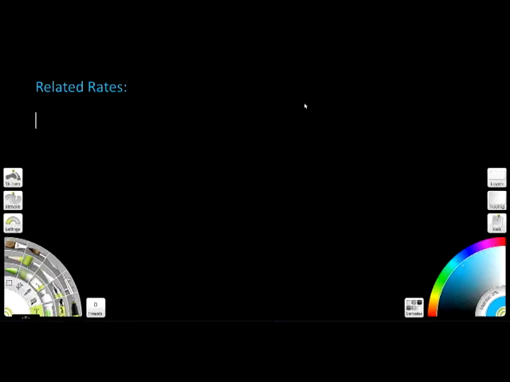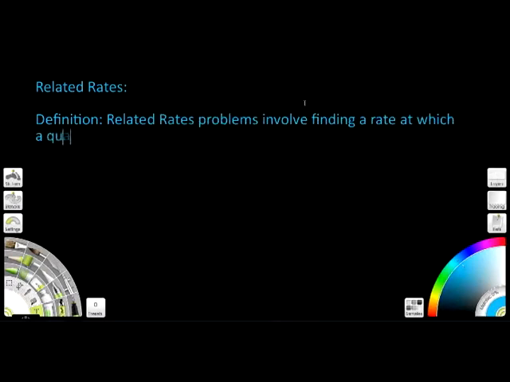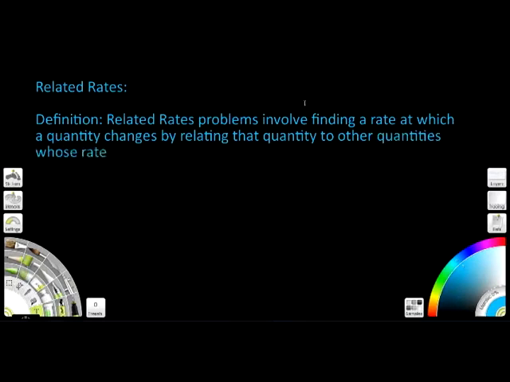I'm Angela Dodd, and this is Related Rates. The definition of related rates: related rates problems involve finding a rate at which a quantity changes by relating that quantity to other quantities whose rates of change are known.